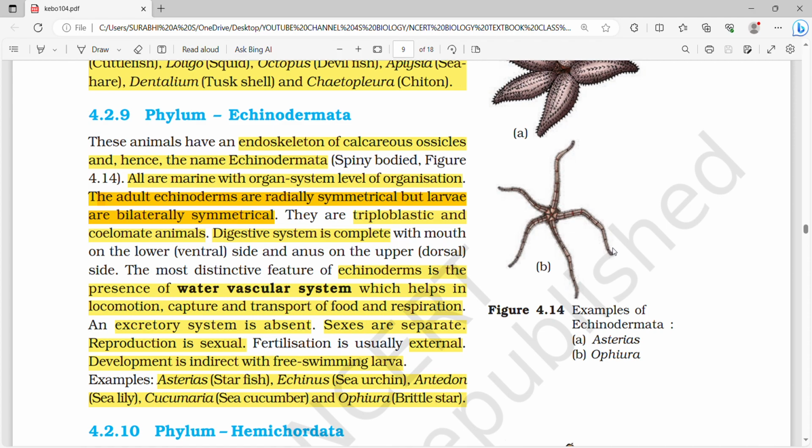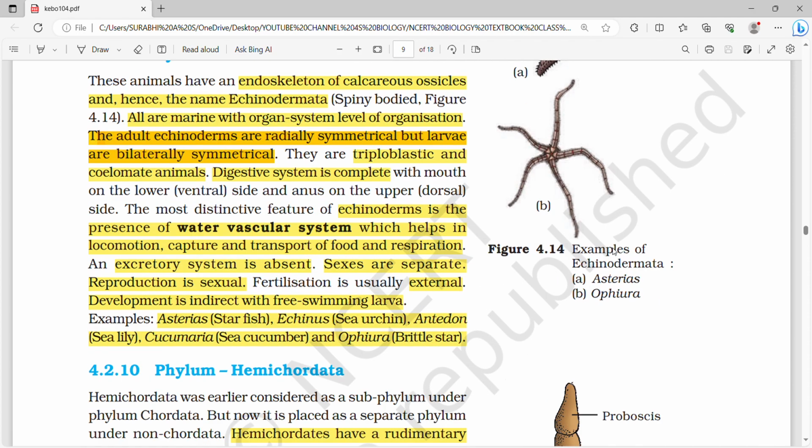So next is phylum Echinodermata. This is very important because many questions have been asked from this phylum. They have an endoskeleton of calcareous ossicles and hence are named Echinodermata. They have organ system level of organization and all of them are marine. The adult echinoderms are radially symmetrical, but the larva is bilateral. Adult radial, larva bilateral. They are triploblastic and coelomate animals. The digestive system is complete, and the main distinguishing feature of echinoderms is the presence of the water vascular system, which helps in locomotion, capture and transport of food, and respiration.